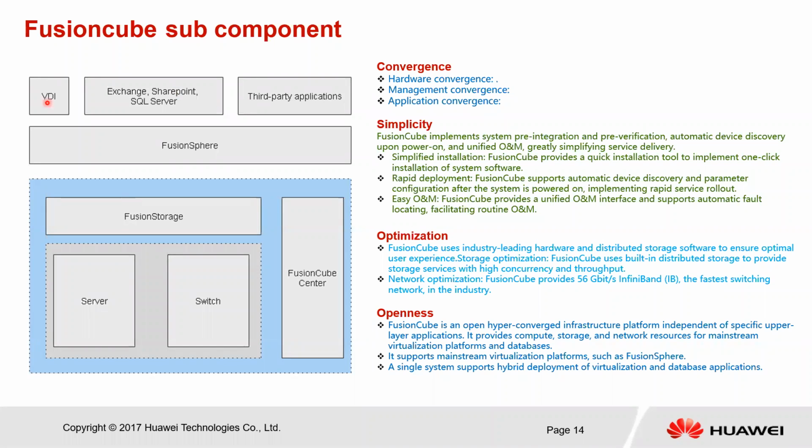So either this infrastructure can give you the service for the virtual desktop infrastructure, or it can also give you your server component. Maybe you have your file systems or your email systems or your database systems. All those can utilize this infrastructure, or it can also hook up with third-party applications or integrate with the third-party environment. So you can see with this convergence, we have simplicity and optimization, and we have an open platform architecture to support OpenStack as well as VMware.